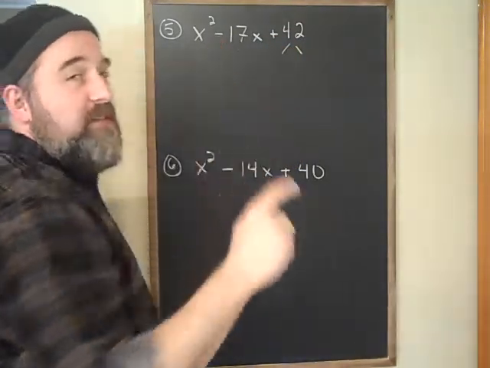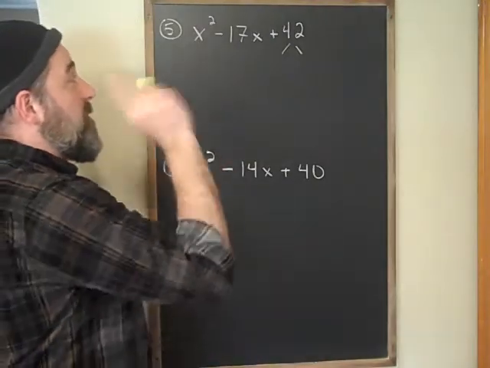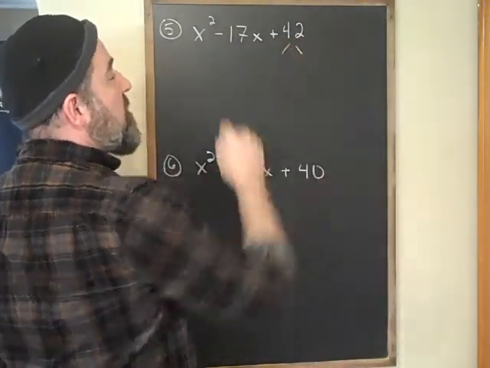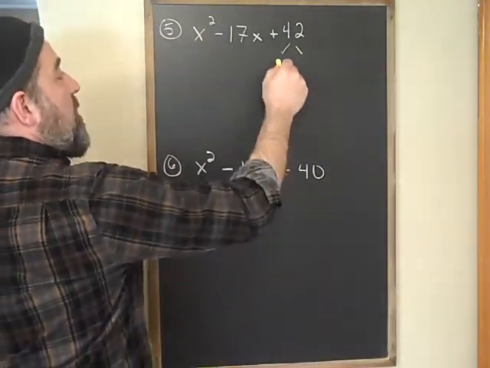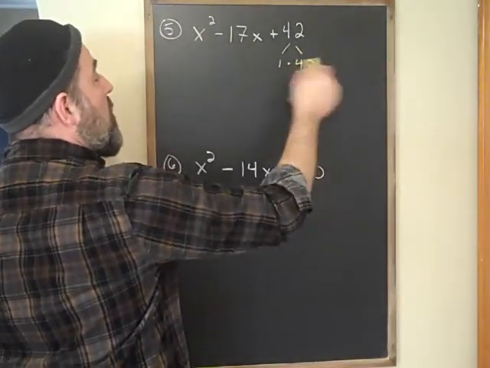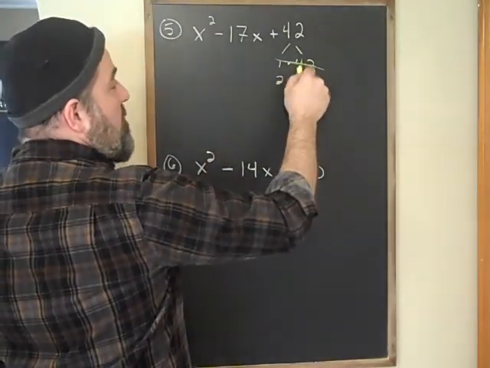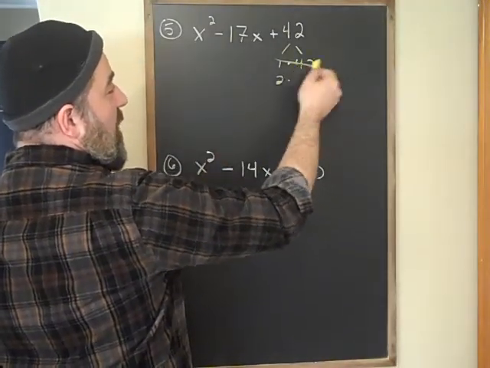I do realize that's a negative 17, but I'm going to deal with that negative later. I'm just looking for factors of 42 that add to be 17. So I'm going to start my list with 1 and 42. Those add to be 43. Nope.